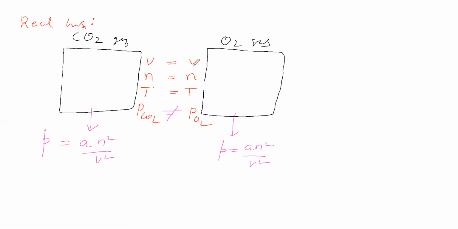So one is higher and one is lower. One will have a higher value, one will have a lower value. Which will have the higher value: the pressure of carbon dioxide or the pressure of oxygen? How do we know which has the higher value and which has the lower value?